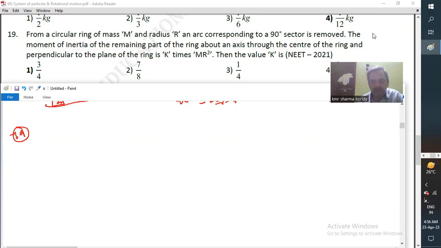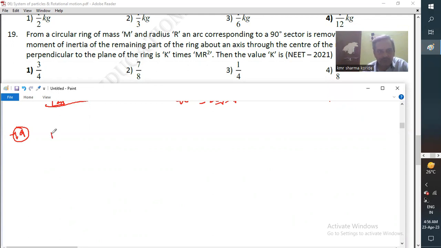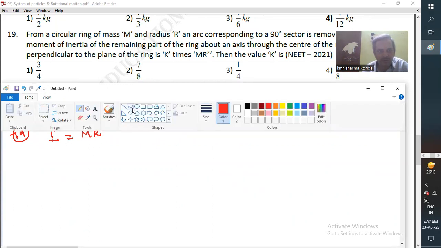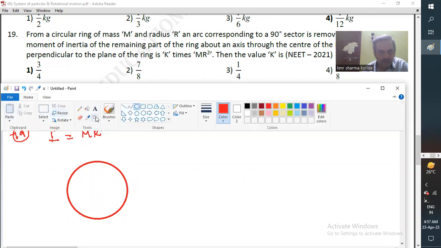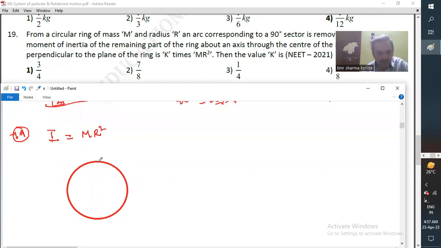So the value of k. First thing is the basic formula of the ring. Moment of inertia of the ring about an axis passing through the center and perpendicular to the plane is MR square. But they mentioned this is k MR square. We need to focus on getting the equation of k. When a 90-degree sector is removed, it means almost one quadrant. Suppose this is the ring. So removed means we need to find out the mass of the removed part.